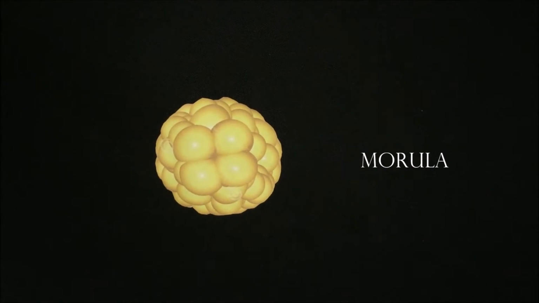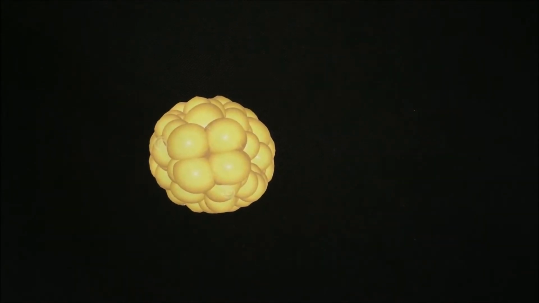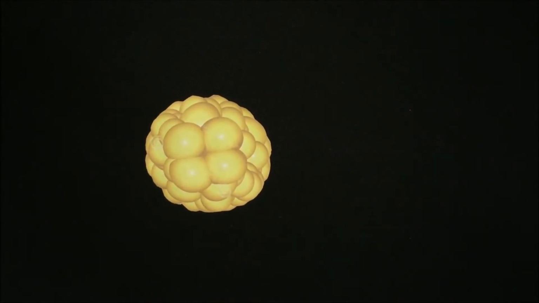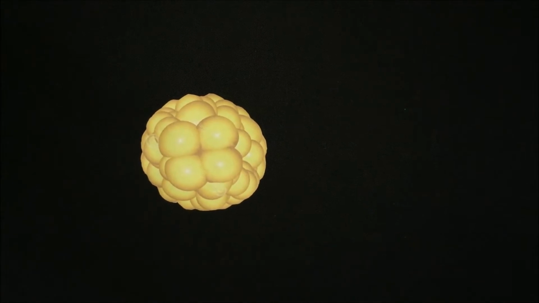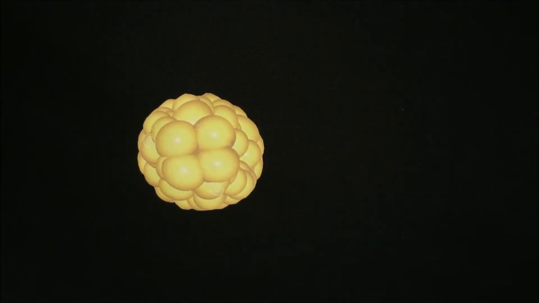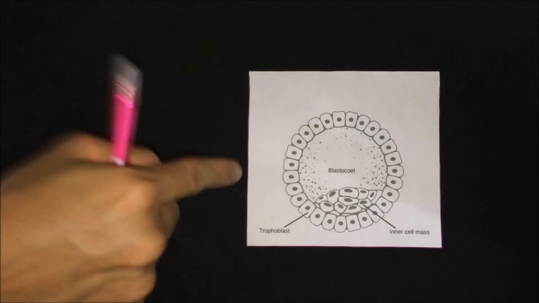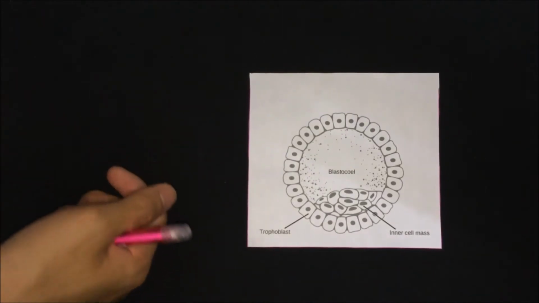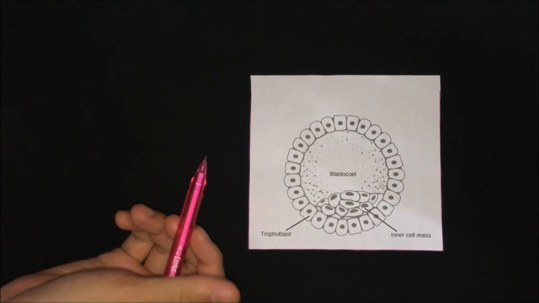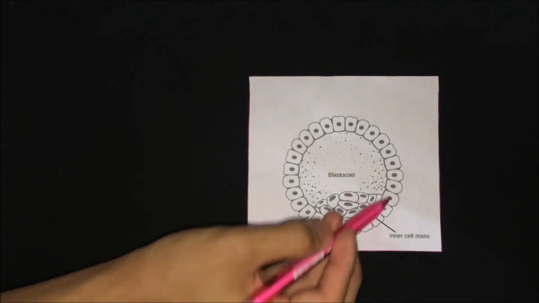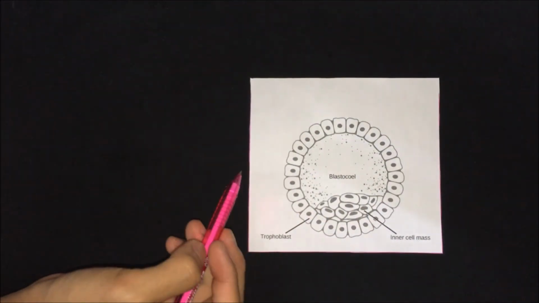This is the morula. From the zygote, it undergoes mitosis 5 or more times. It has 32 cells or more. At this stage, the morula does not have a blastocoel. This is the blastula. The blastula is a further development of the morula by more mitosis. It has 64 or more cells. At this stage, it has a blastocoel.